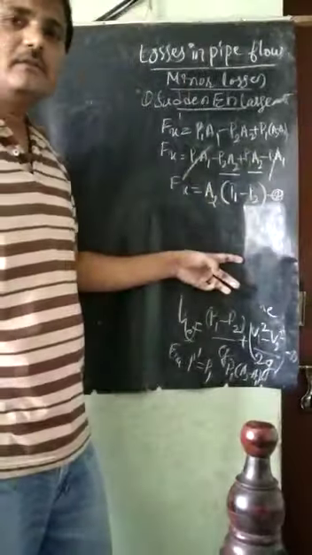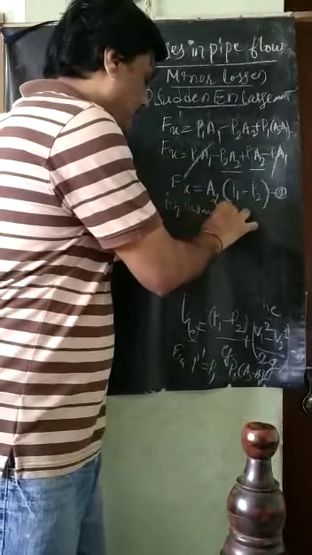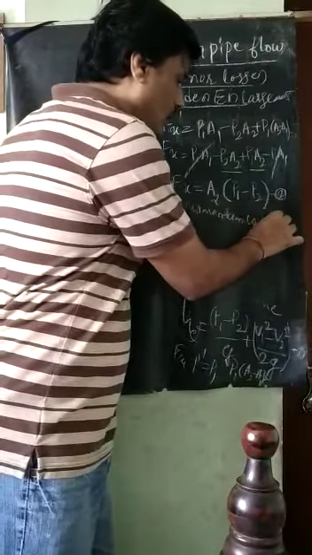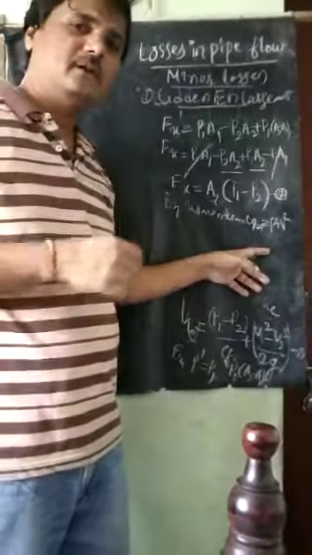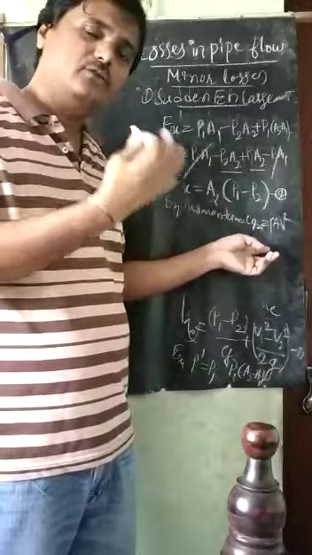Next, another way of getting the force is possible: by the momentum equation. What is that momentum equation? Rho A into V square. F is equal to ma, that is momentum, Newton's second law of motion. That is force here now.